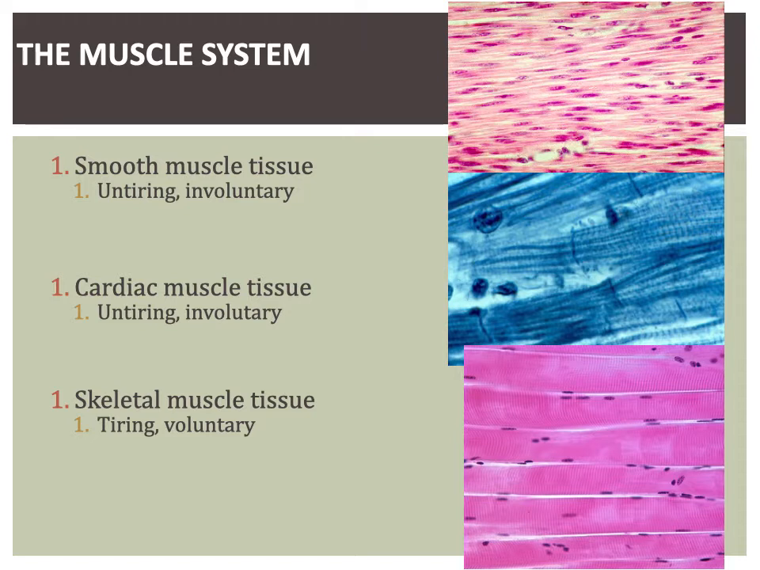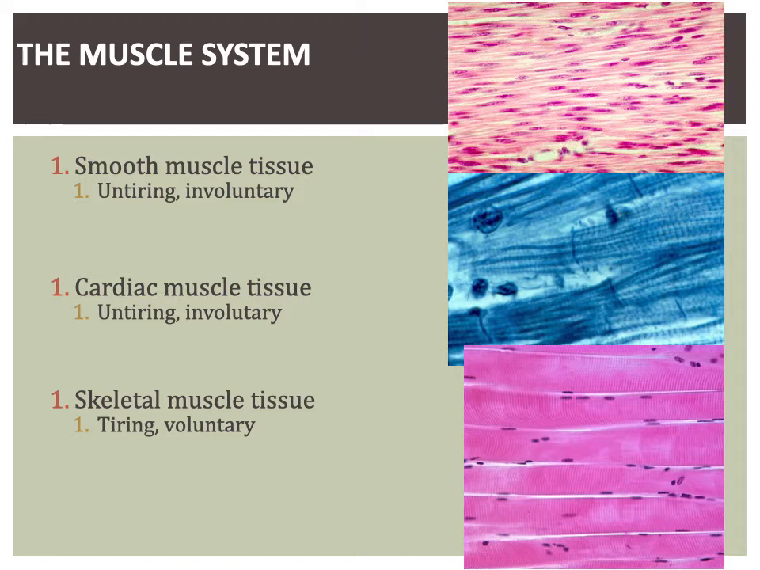Okay, and if you think about it, we don't have to think about it to do those things. You don't have to voluntarily think about moving food through your digestive tract. So smooth muscle contractions are involuntary, and they don't tire, meaning they don't tire in the same way that skeletal muscle does, where you feel a sensation that you need to stop. That doesn't happen with smooth muscle tissue.